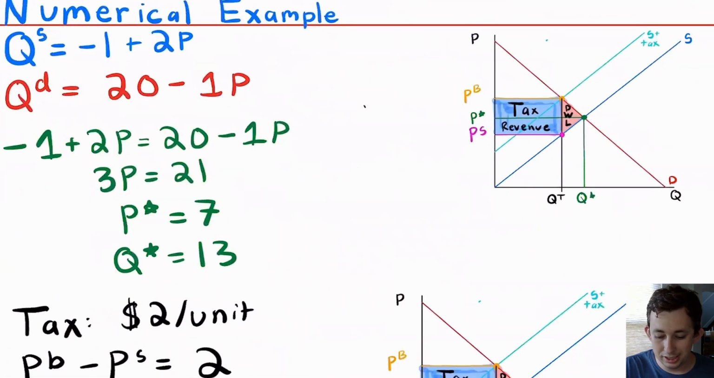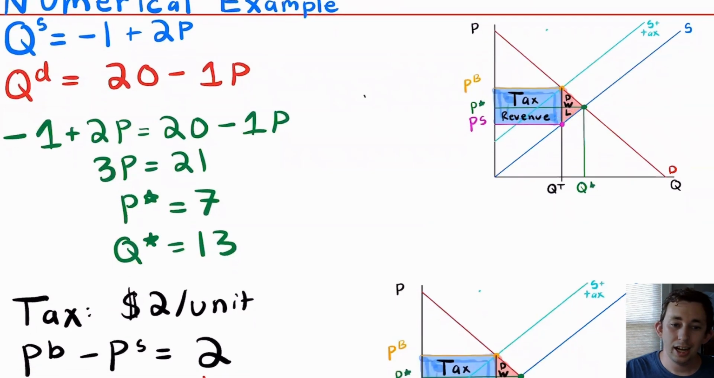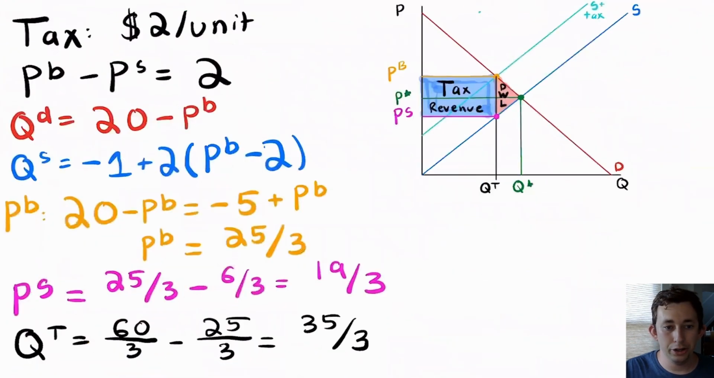So in this numerical example, I've got a supply and a demand curve that I just came up with, and I'm going to solve for equilibrium quantity and equilibrium price. I set the quantities equal to each other, find my equilibrium price, find my equilibrium quantity. Here's my P star and my Q star. P star is 7, Q star is 13. I'm going to tax the seller $2 per unit. This means that the difference between the price the buyers pay and the price the sellers receive is $2.